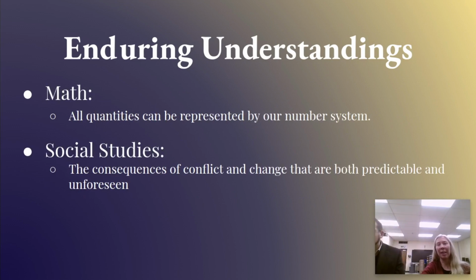Here's one example we had for math: all quantities can be represented by our number system. Obviously, this is very broad and will probably impact a student throughout their entire math courses, K through 12. And in social studies, we have: the consequences of conflict and change are both predictable and unforeseen. Again, that's a very broad statement, but it can also help students be more alert to what's going on in the world with conflict and change outside of what they're learning in school.